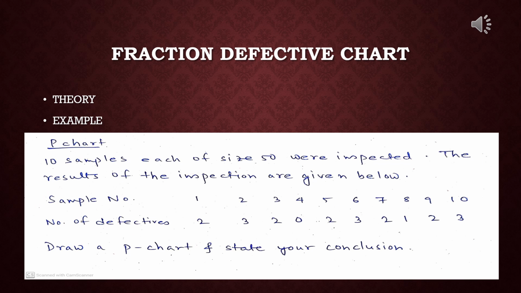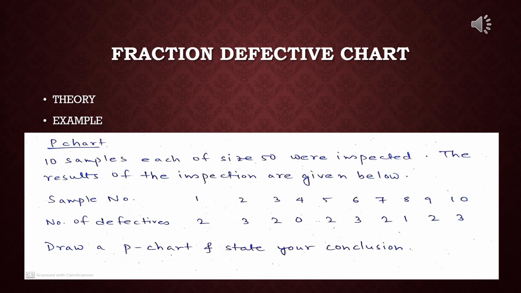Let's move back to the concept of the fraction defective chart, or the P chart. The control chart for fraction defective is used where the products manufactured in the organization are inspected and can be classified as either accepted or rejected. This rejected part can furthermore be divided into spoilage or a certain kind of rework.